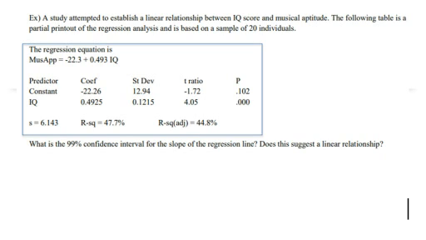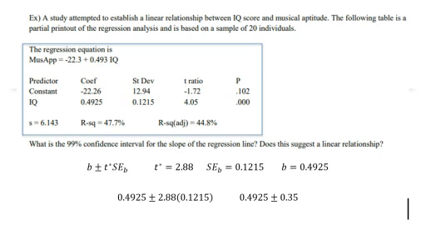And the question is to give a 99% confidence interval of the slope of this regression line, and does it suggest a linear relationship? Okay, so the simplified version of this confidence interval is b plus or minus t star SE sub b. Minitab actually gives you the standard error of b, and you don't have to actually do the calculation for it.